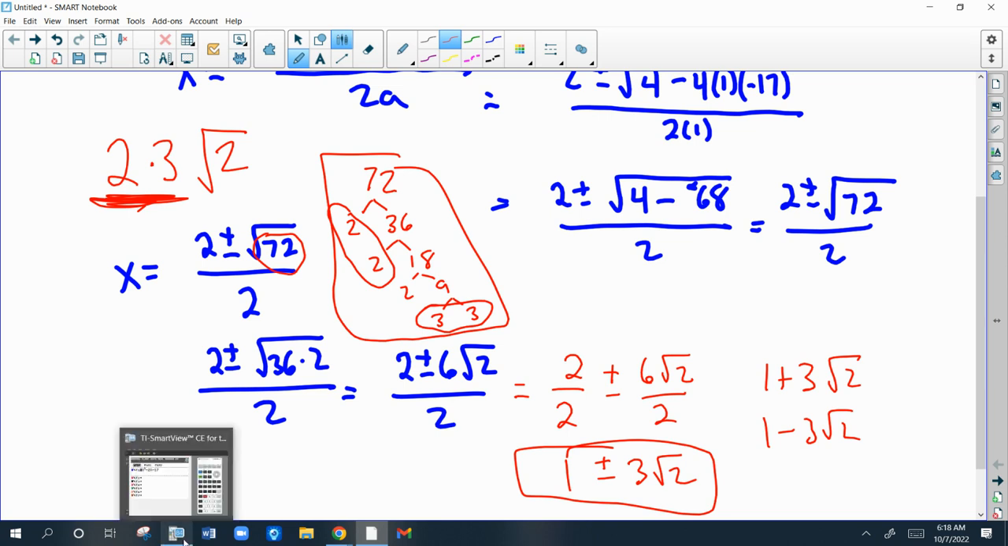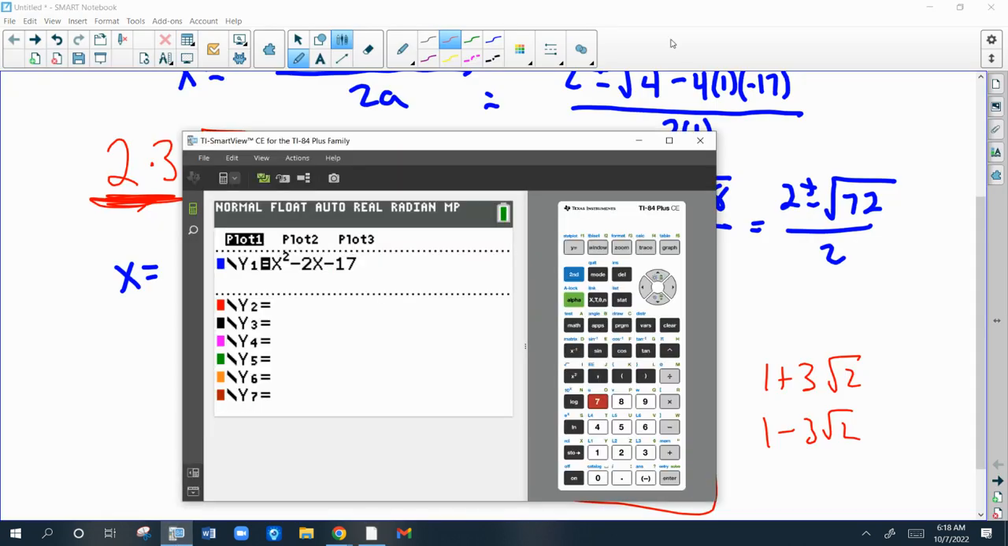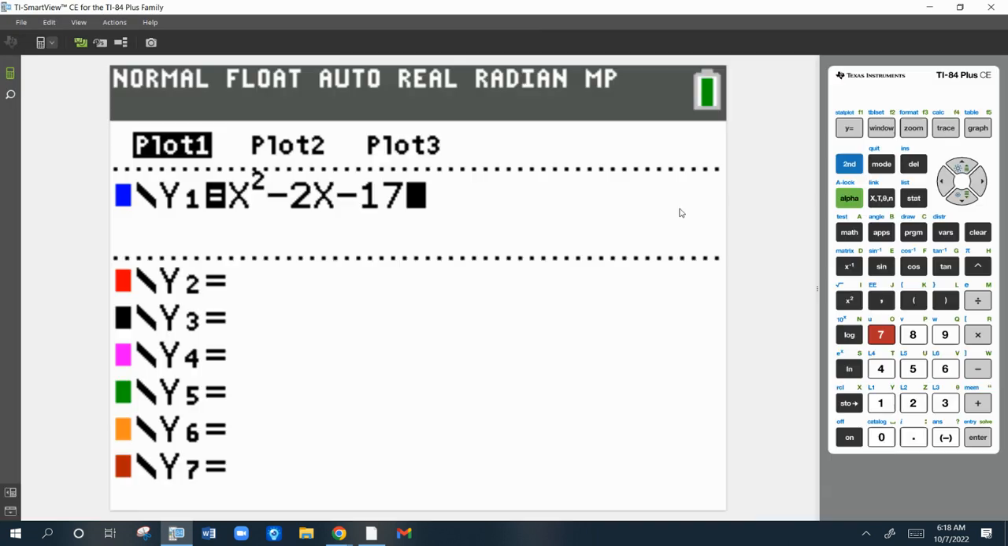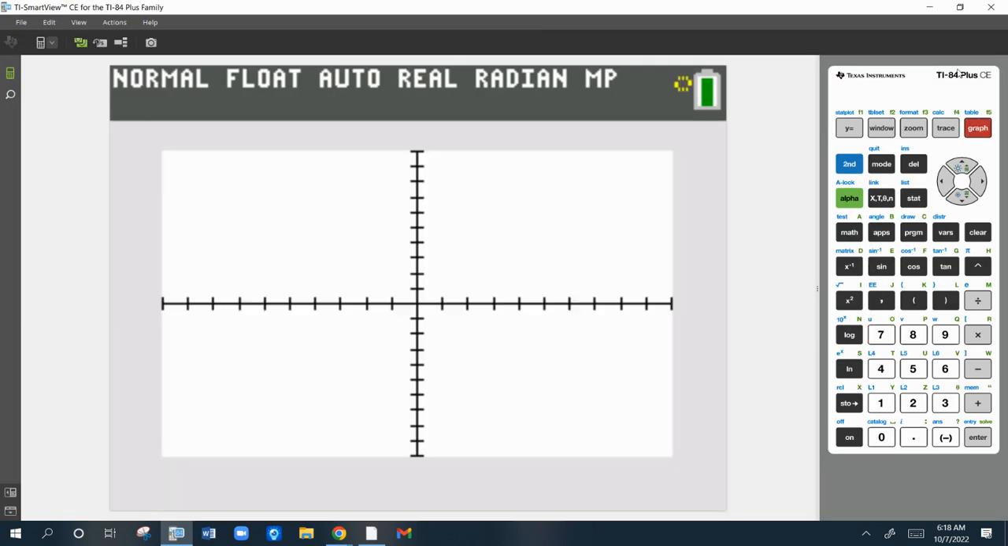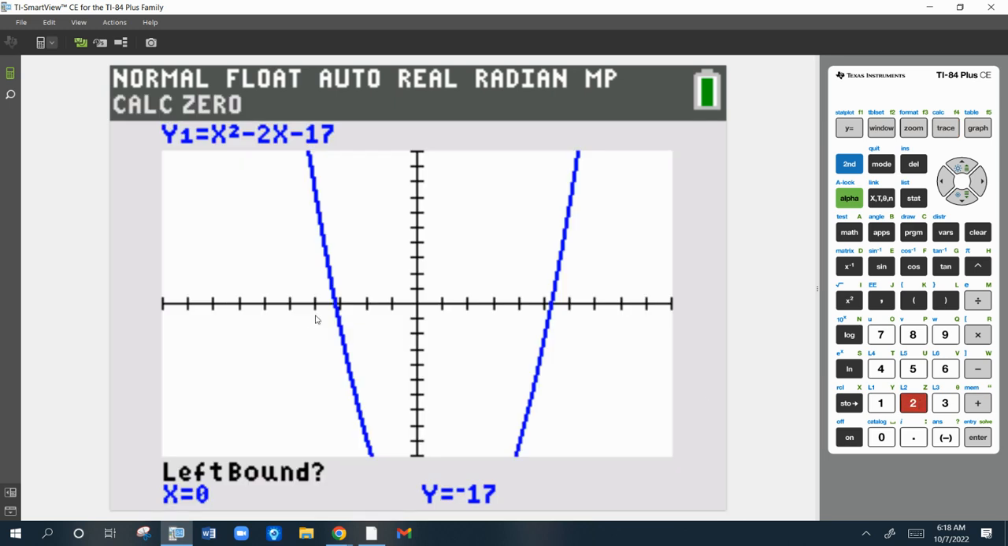Now I'm going to show you a check here. It's worth sticking around for this because you want to know you did this right. So I'm going to graph this function and look for the zeros. So my zeros are here and here. So second, calculate, zero. This one first. You can do it with the cursor, but I can clearly see what numbers it's between.